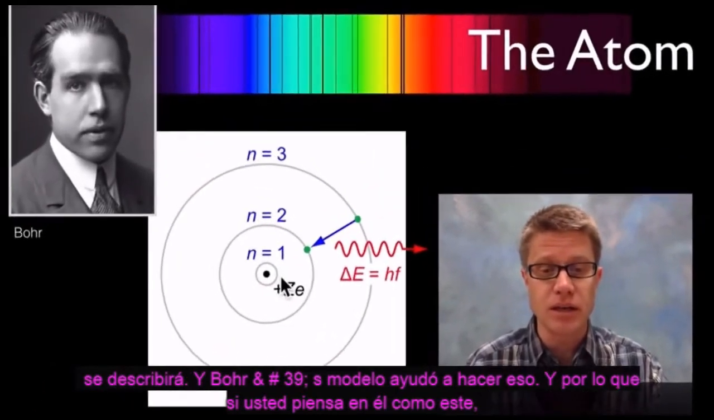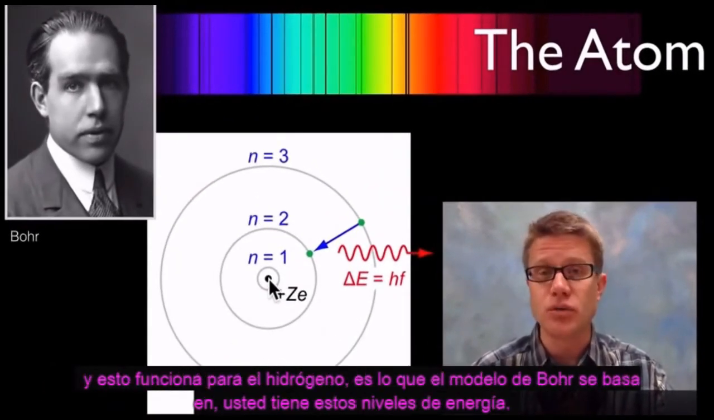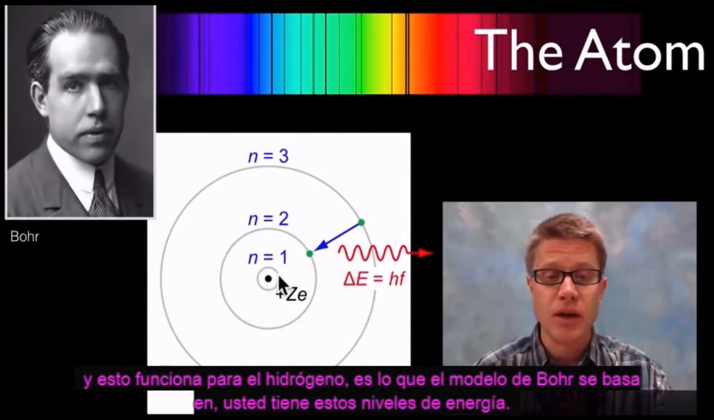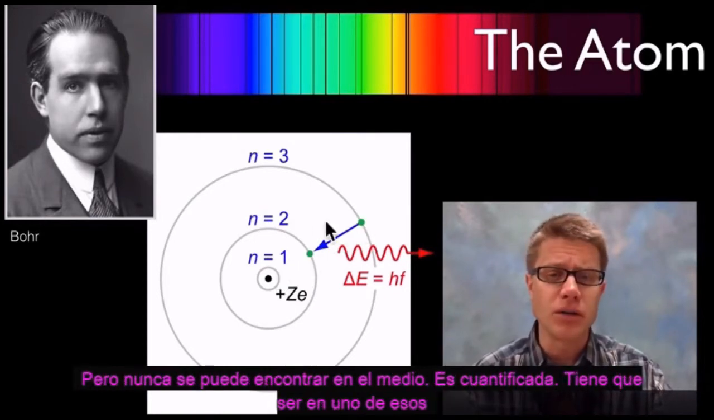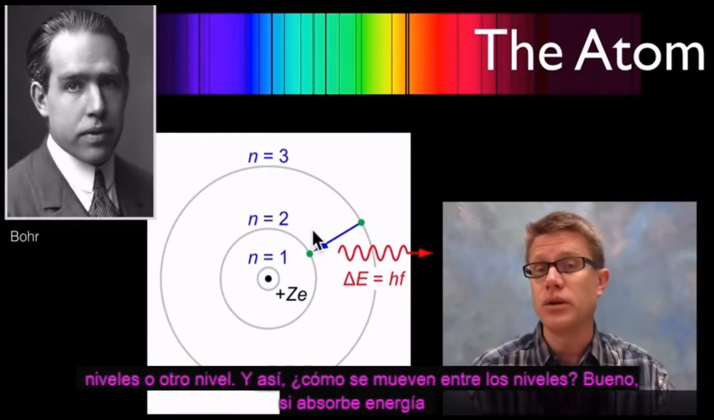And so if you think of it like this, and this works for hydrogen, which is what the Bohr model is built on, you have these energy levels. An electron can be in energy level 1, energy level 2, energy level 3, but it can never be found in the middle. It's quantized. It has to be in one of those levels or another level.